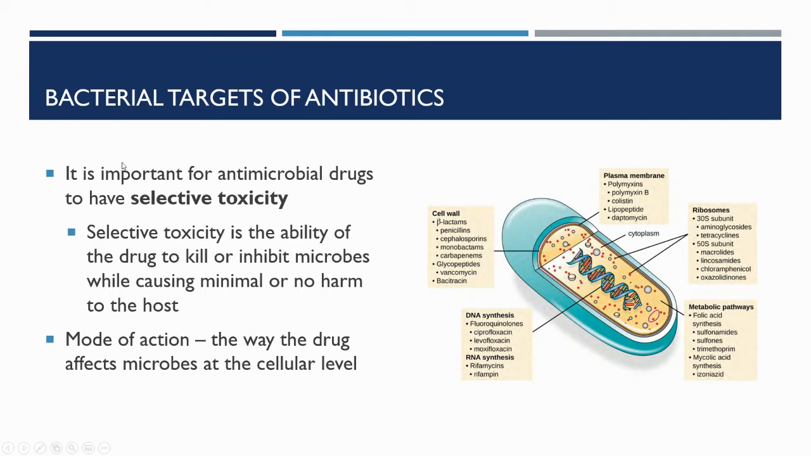So selective toxicity is the ability of the drug to kill or inhibit microbes while causing minimal or no harm to the host. So we look for targets in Chapter 3, all of those structures that bacteria have, and compare those to the structures that eukaryotes have. Where are they different? What's different in the two? Things that bacteria have that eukaryotes don't have make good targets. And so the mode of action is going to be targeted to the cellular level of bacteria, to some part of their cellular structure or function that differs from eukaryotes.